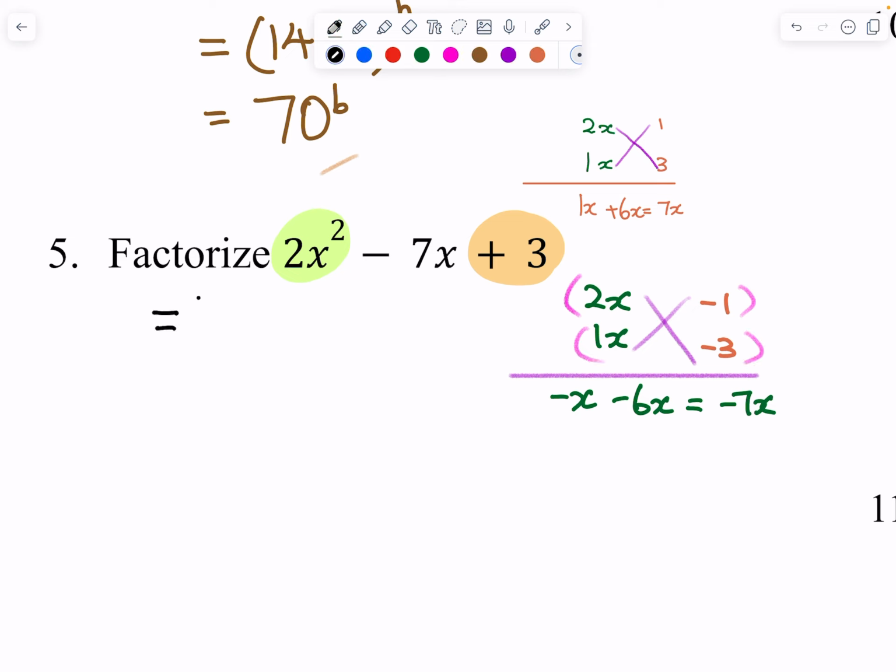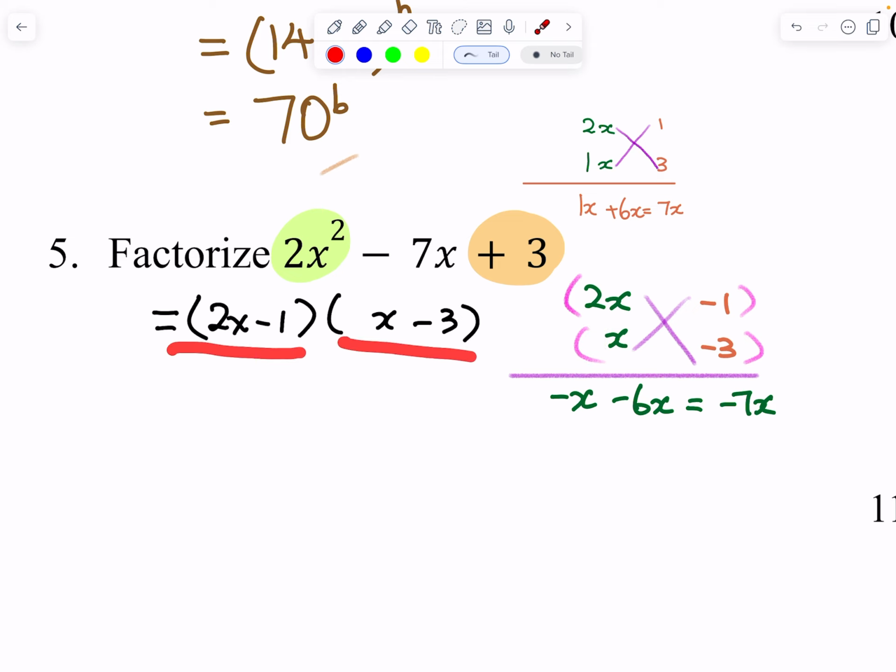We write it: 2x minus 1, x minus 3. I don't like the 1 there because we never write the 1. The 1 is always hidden. Why did I even write it? It's so ugly if I have the 1 there. Don't write it. That's the end.